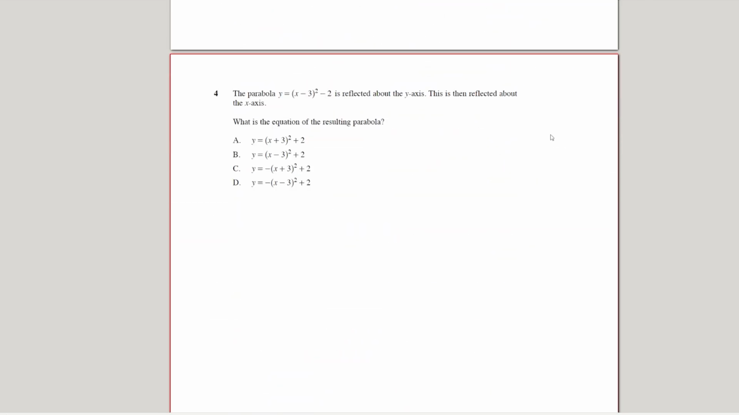Question 4 says the parabola, and they gave the parabola's equation. It's reflected on the y-axis and then on the x-axis. So we can kind of sketch this. So x minus 3 should be somewhere here, then x minus 3 minus 2, so let's say something like this. And then it's reflected about the y-axis, so we can do this. And then the x-axis, we can do that. Should come down a bit more. Alright, so our equation should describe something like this.